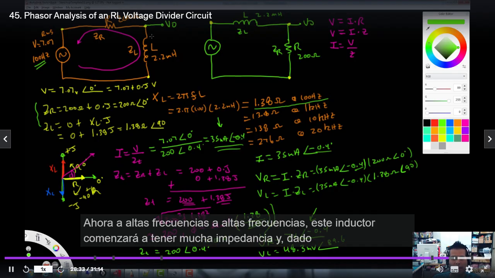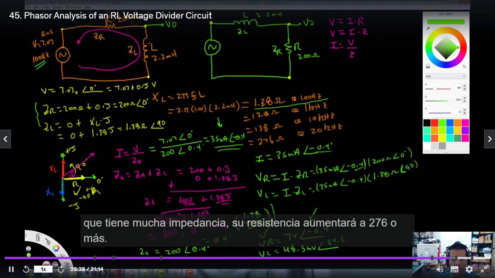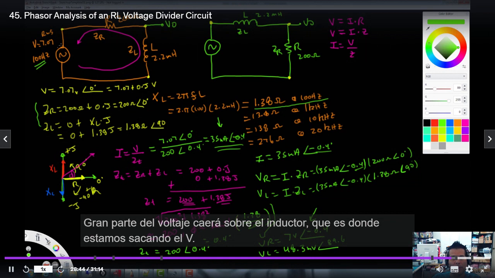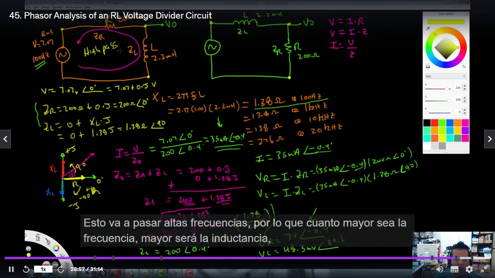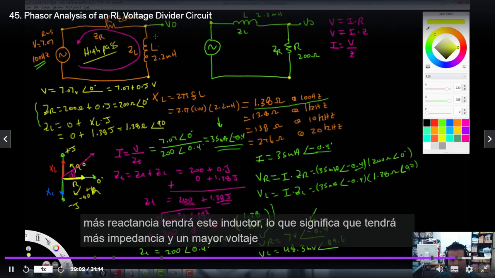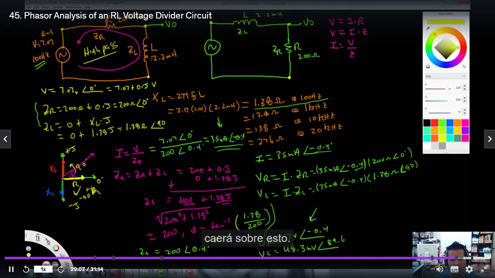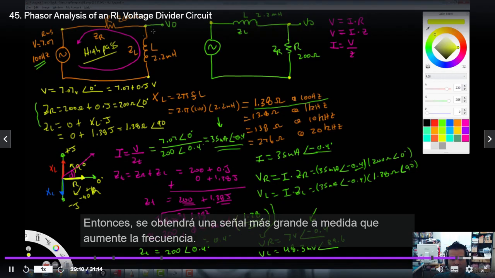Now, at high frequencies, this inductor is going to start having a lot of impedance. Since it has a lot of impedance, its resistance is going to go up to 276 or higher. A lot of the voltage will drop over the inductor, which is where we're taking the V out. So this circuit on the left is a high pass circuit. It's going to pass high frequencies. The higher the frequency goes, the more reactance this inductor has, which means the more impedance, and a larger voltage is going to drop over it. So we're going to get a bigger signal out as the frequency goes up.